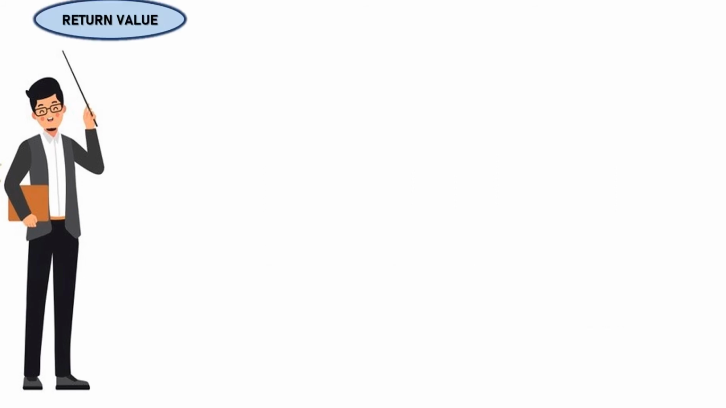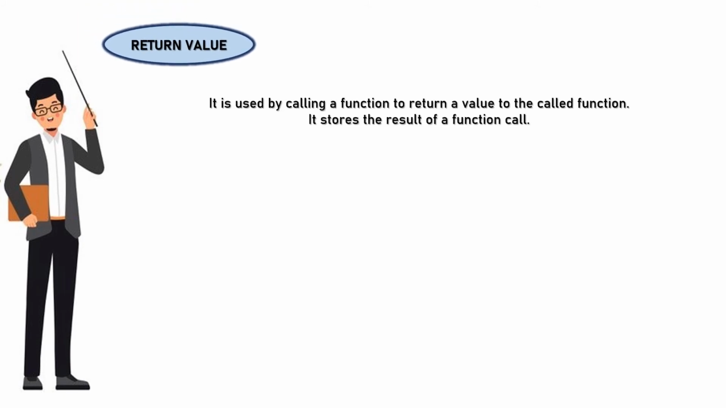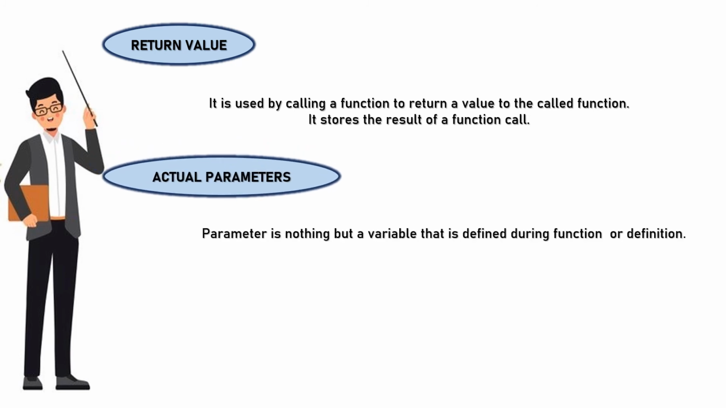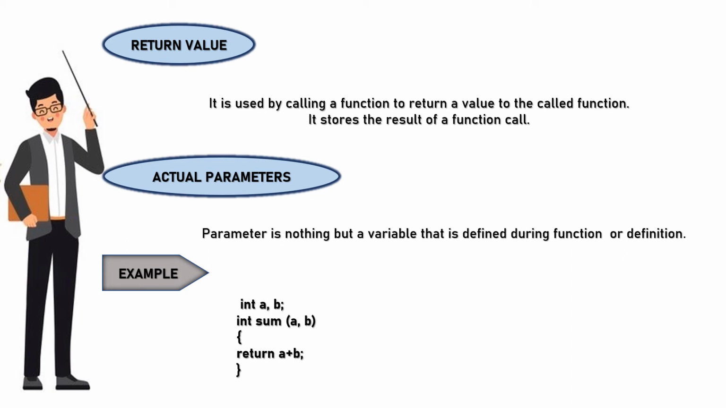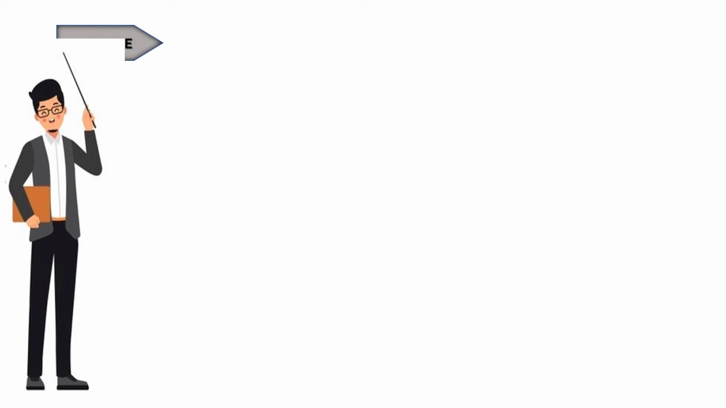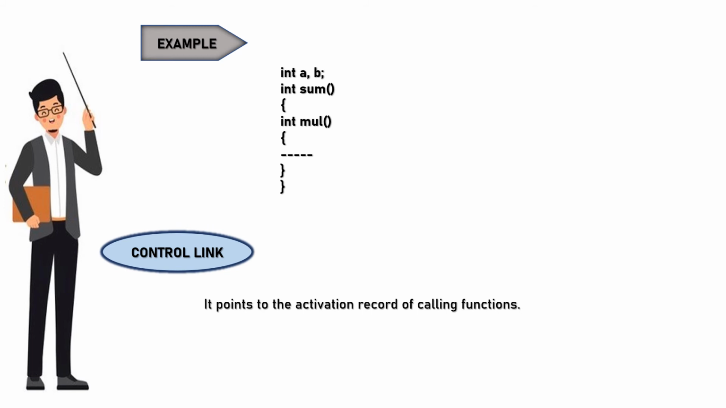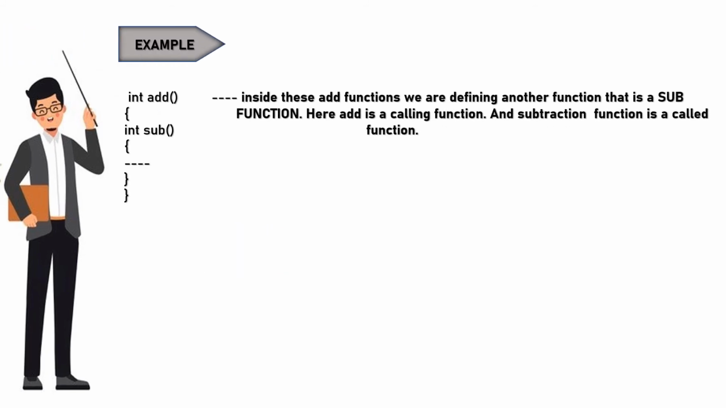Next, return value. It is used by the called function to return a value to the calling function. It stores the result of a function call. Next, actual parameters. A parameter is nothing but a variable that is defined during the function definition. It is used by calling functions to supply parameters to the called function. Next, control link. It points to the activation record of the calling function. For example, inside this add function we are calling another function, a sub-function. Here add is the calling function, and the subtraction function is the called function.